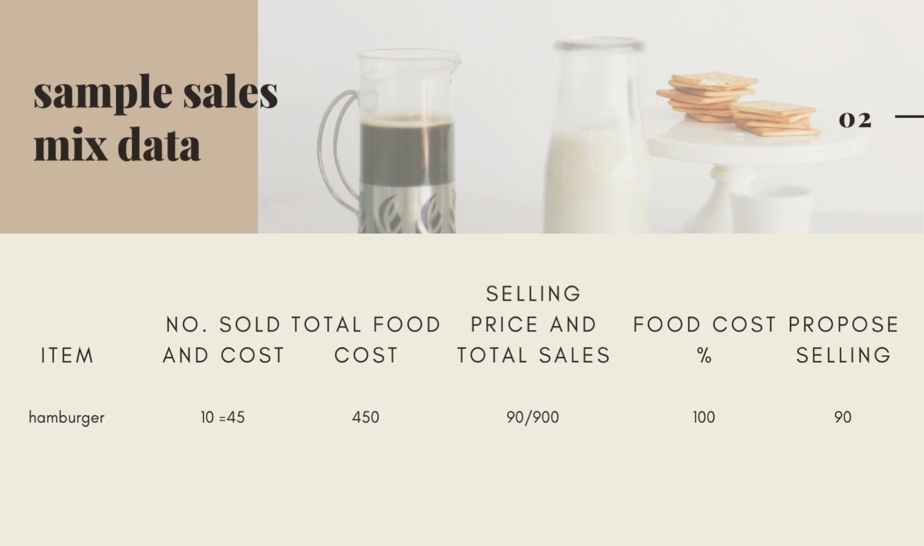So if you have the hamburger and the number sold and cost, like for example, you have 10 items sold and 10 times 45, which is the normal food cost, then you're going to have 450. If your selling price is 90, you have to divide that 450 by 900, so that's 50%, if you propose to sell it at 90 pesos.